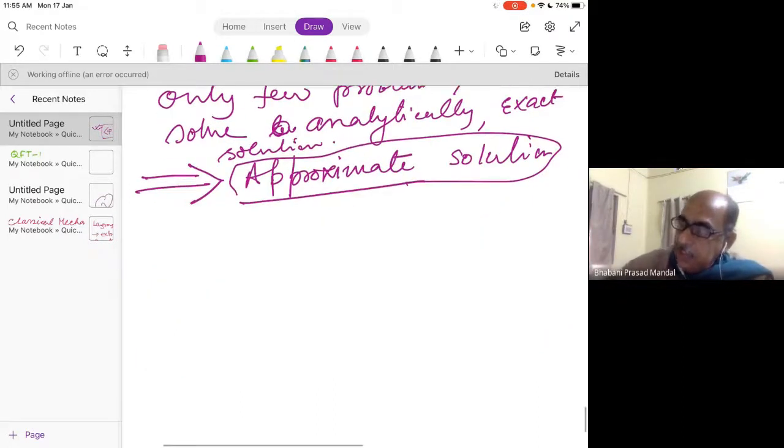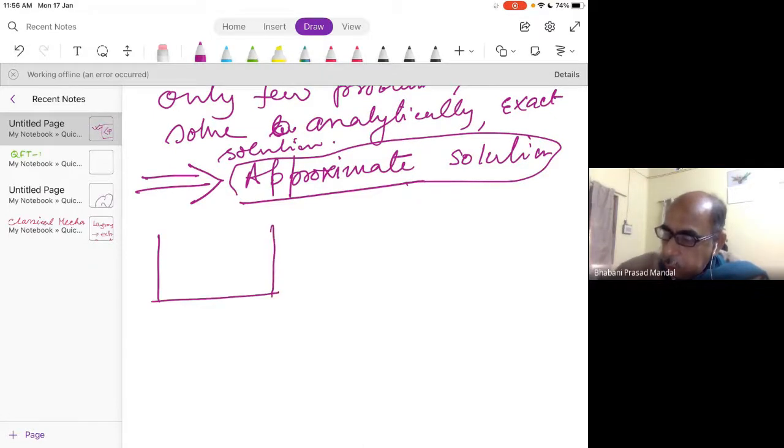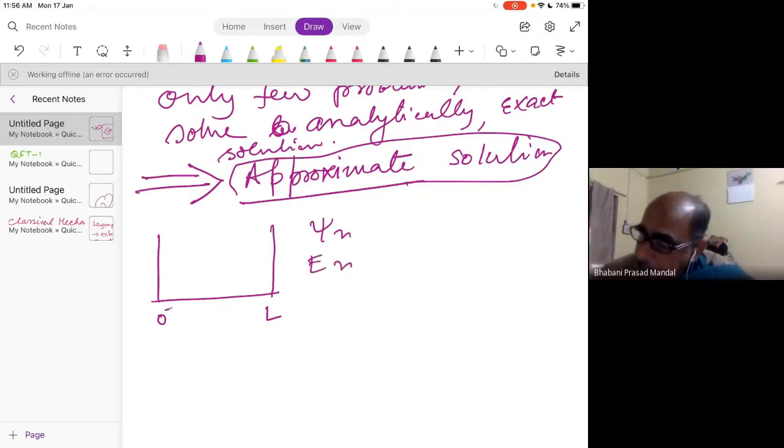For example, I'll give you an example. You have solved a box problem, 0 to L. Yes, very good. You know how to find the energy eigenvalues, psi n, and you know the E n. Now I said, okay, this is at zero potential, and this is at infinite potential. So let us have a box like this.